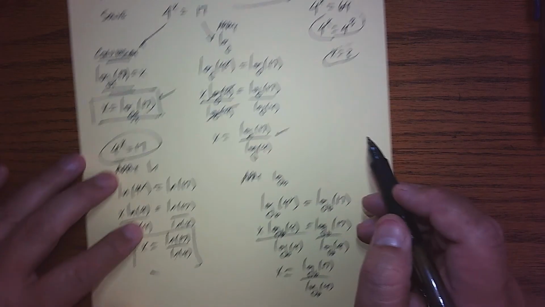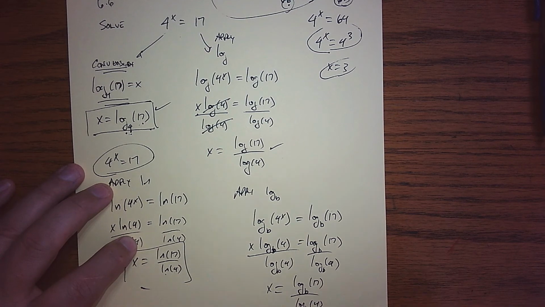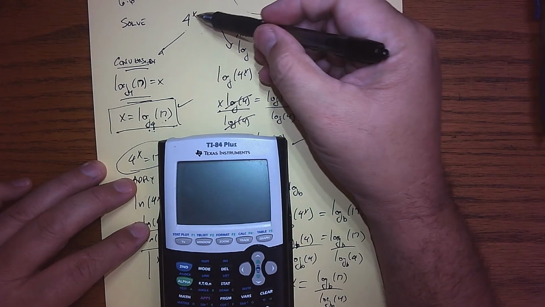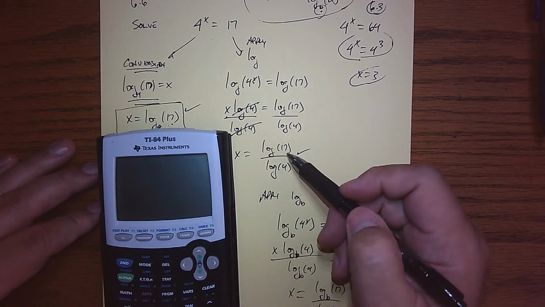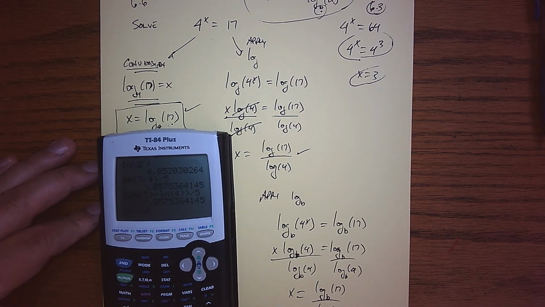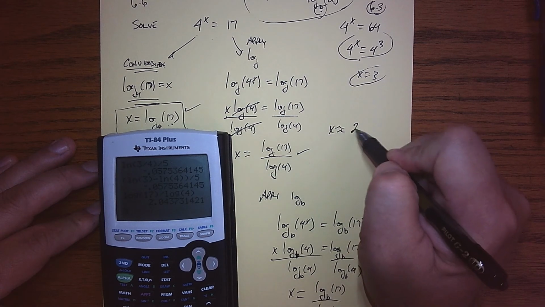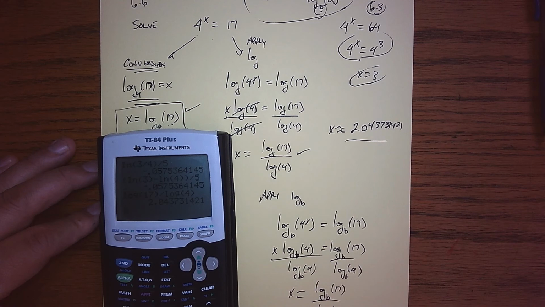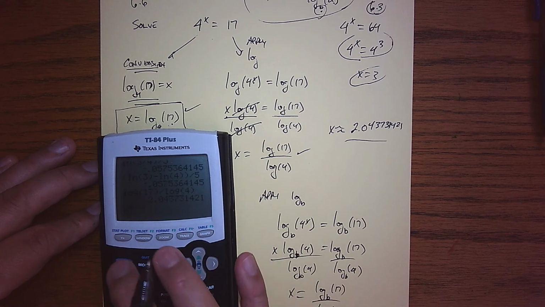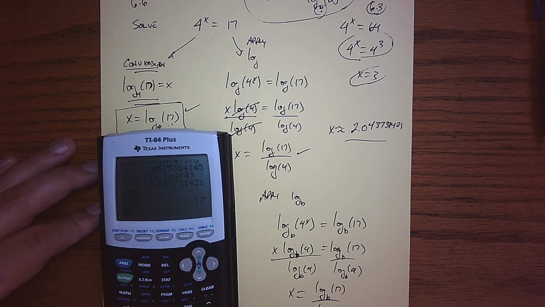For us, let's come back over here. Let me grab my calculator. What is the power that I can raise 4 to get 17? According to our change of base formula, it's log 17 divided by the log of 4. And it looks like our x value is 2.043731421. You can check it: if I take 4 and raise it to that power, I'll just put the answer up there, what you get is 17.